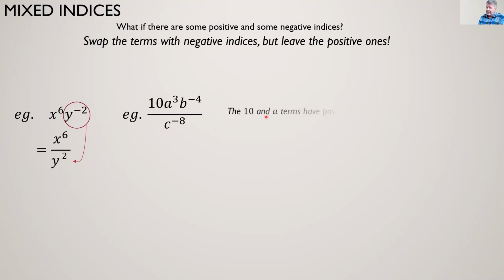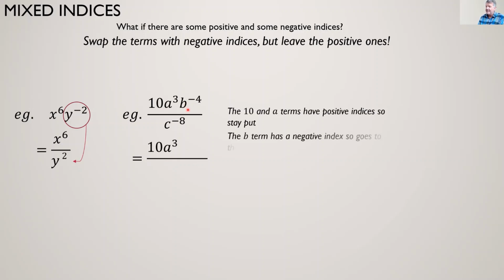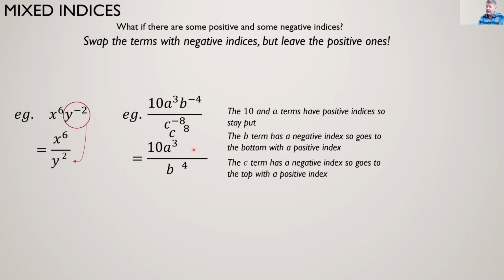Okay. So the 10 and the a terms have positive indices, so they stay put where they are. So we'll write it as 10a cubed on top of the line. The b has a negative index, so that's going to shift down the bottom, down here. Let's see how we've left the negative up top, and it's become positive down the bottom. The c is also a negative index, negative 8. So on top is going to be c to the power of 8. Pretty straightforward. Again, negative swaps. If it's on top, goes to the bottom. If it's on the bottom, goes to the top.